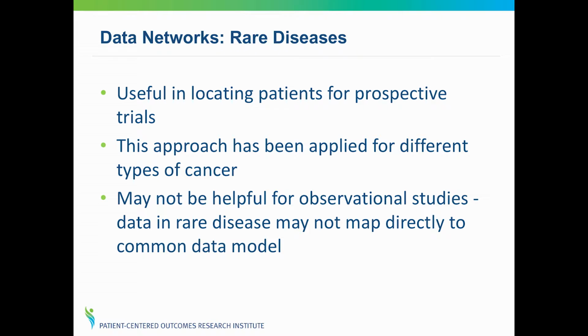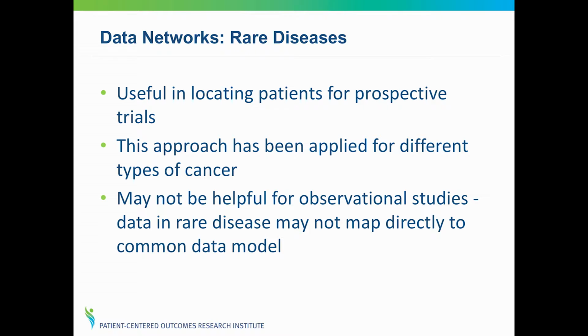So I would recommend not using data networks for rare diseases just for doing observational studies, because in general, for rare diseases, there's a lot of data that wouldn't be mapped directly to a common data model. So the data that may be going into a common data model across these data networks would be lossy on these rare diseases. And it takes a lot of time digging into the data, figuring out how the data on rare diseases are really captured.